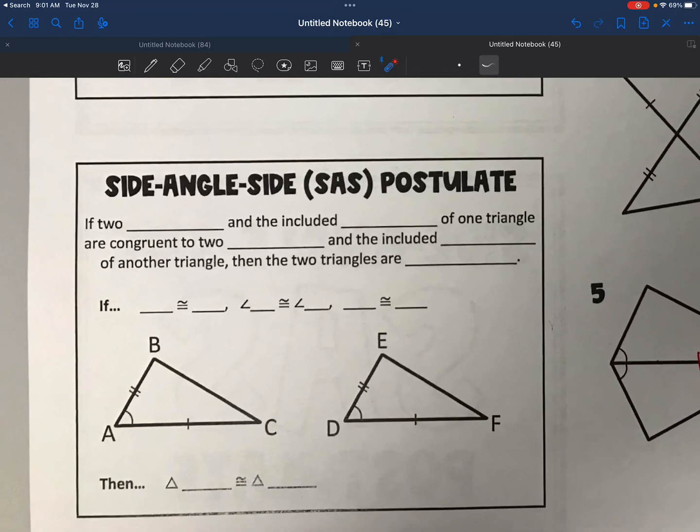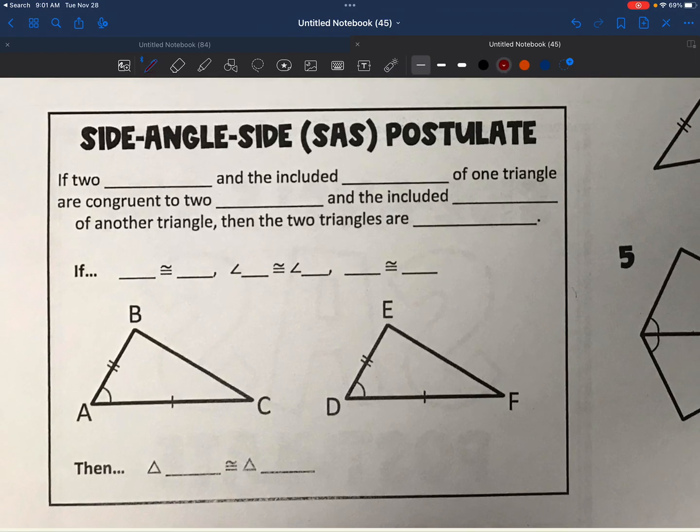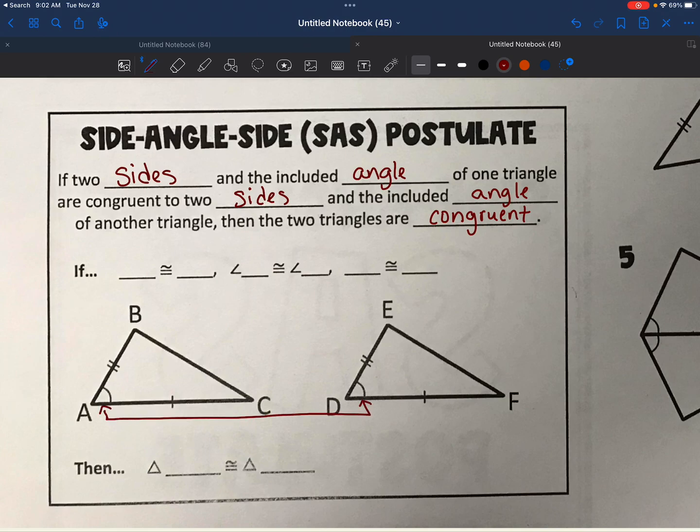All right, let's talk about side angle side. So, if two sides and the included angle of one triangle are congruent to the two sides and the included angle of another triangle, then we know those two triangles are also congruent. Now, again, if you understand side angle side, this one's pretty straightforward, but you have to know what the included angle means. That would be the angle that connects the two sides that are congruent.